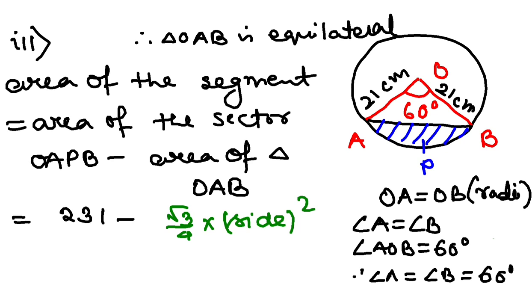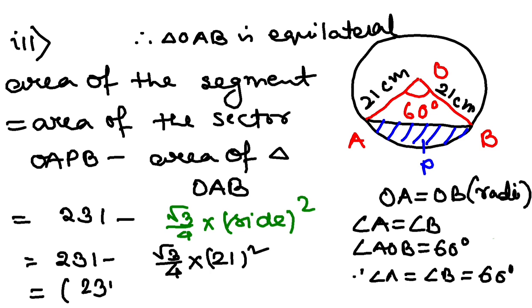Okay, so that will give you 231 minus root 3 by 4. What is the side of the triangle? 21 square, isn't it? So the final answer will be 231 minus 441 root 3 by 4 centimeter square, isn't it? So this is the final answer, area of the segment. All right, so I have discussed question number 5 in this video. Next video we shall be covering question number 6.